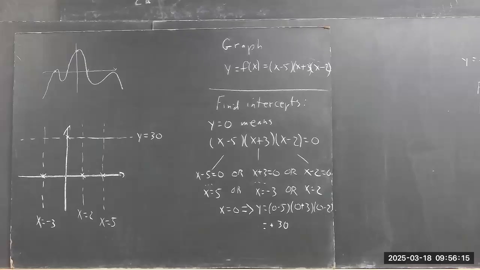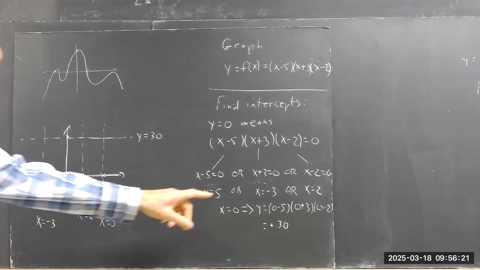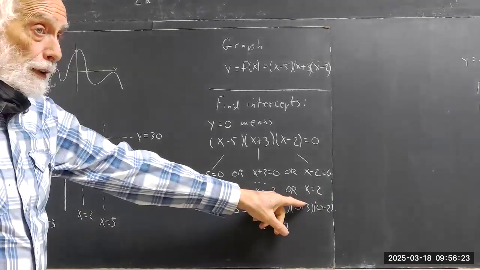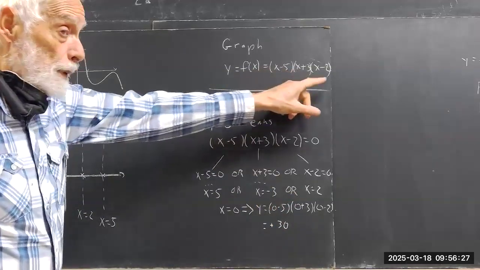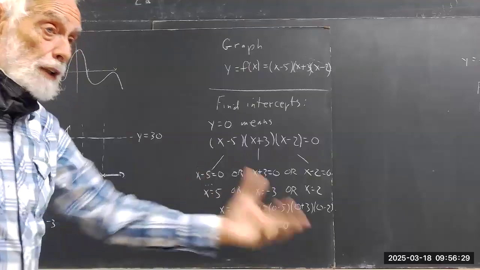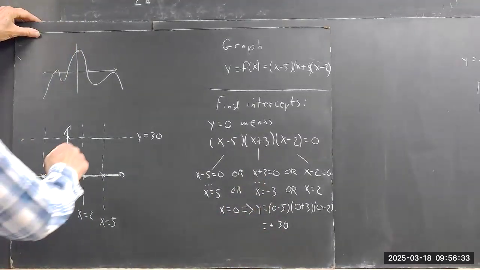Okay. But no, I can't, because the only way I can go through the x-axis is if x has one of these values. If x has any value other than these 3, then none of these are going to be 0. So you're not going to get 0. Okay, so no.